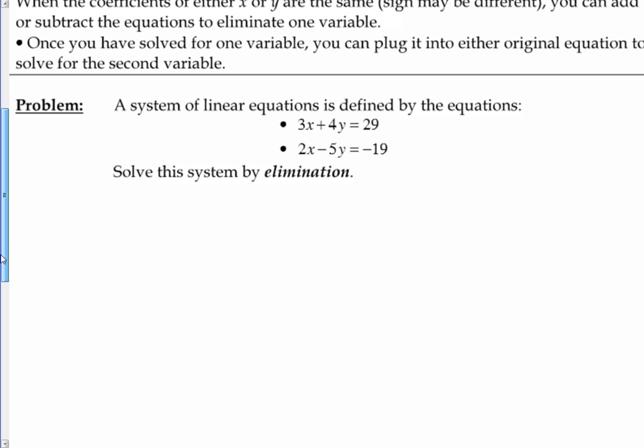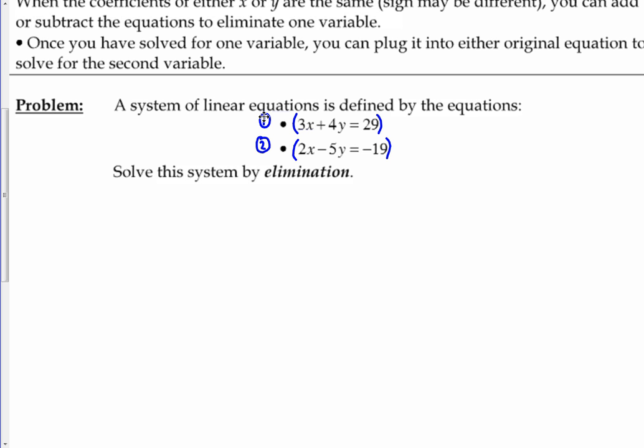So our goal here is we want to make either the x's or the y's the same coefficient. The signs can be different. We can either make the x's the same or we can make the y's the same. Does it really matter? No. So let's make the x's the same. How am I going to do that? Well, I'm going to multiply this equation by something, and I'm going to multiply the second equation by something, the whole equation, so that the coefficients are the same.